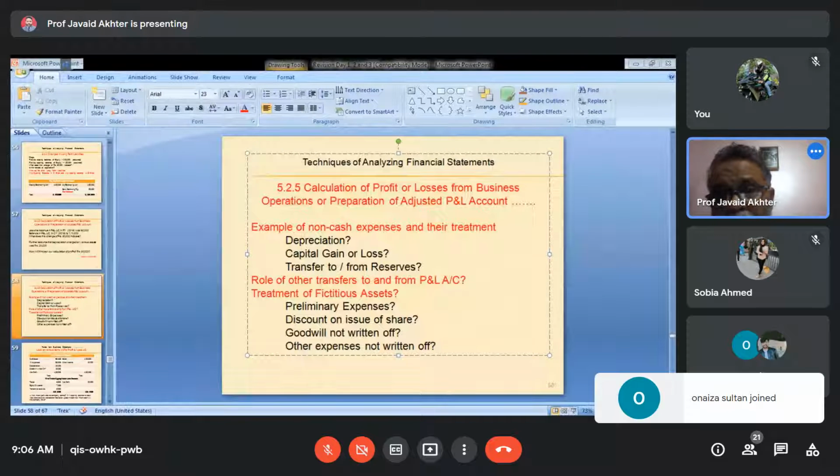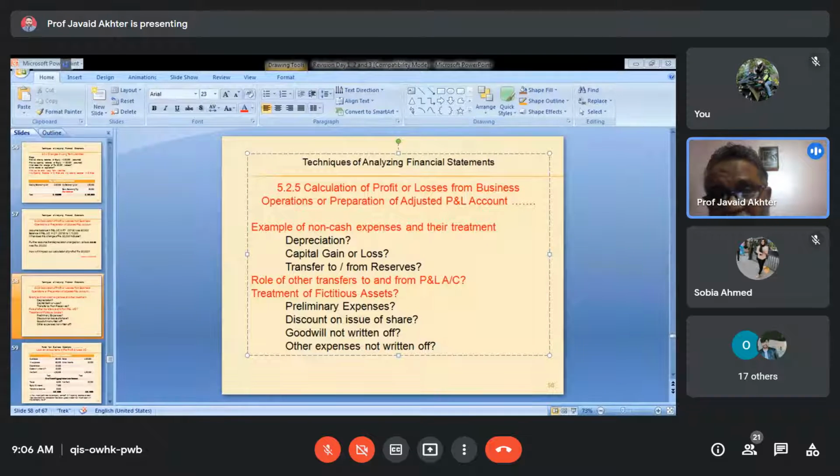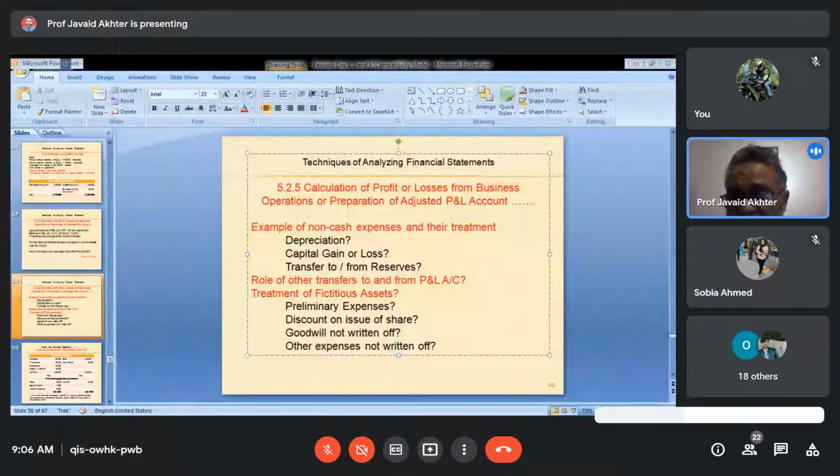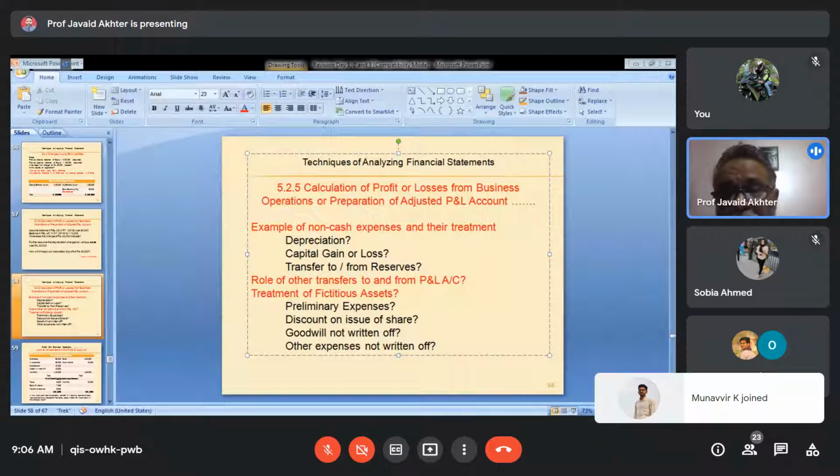The entire amount will not be shown as an expense, but only one-fifth in this year, one-fifth next year, one-fifth the year after, and like this.